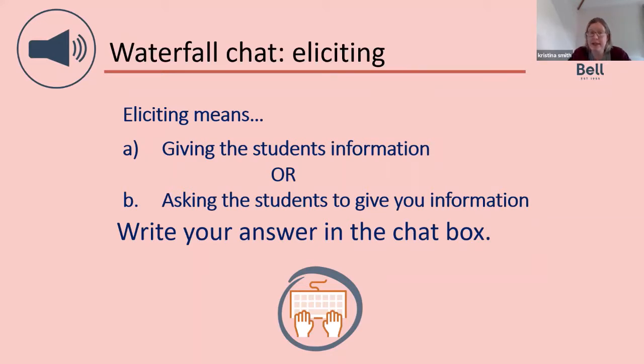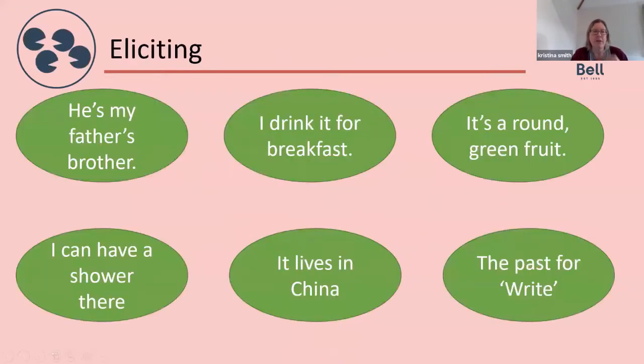Wonderful. Yes, it is B. It's asking the students to tell you the thing. That's right, it's eliciting. Very nice. Okay, and that is the topic of one of the sessions that you're studying in this block. Super. Okay, so let's imagine that I'm a teacher and I say, he's my father's brother. So what word am I trying to elicit?